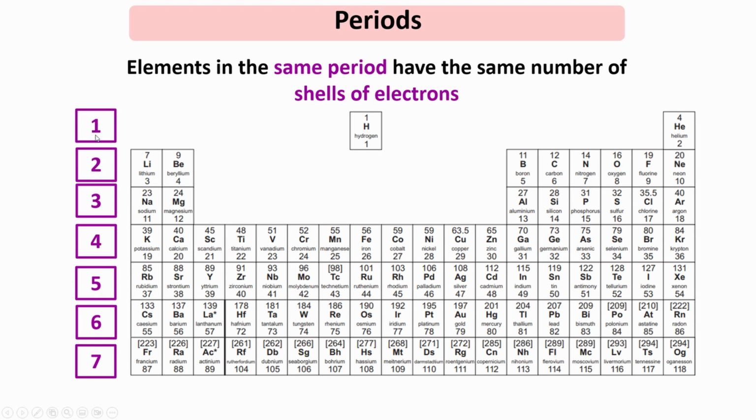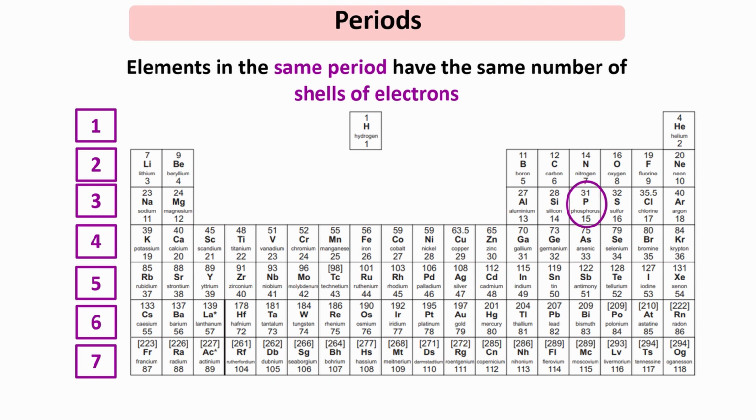So for example, elements in period 1 have 1 shell of electrons. So hydrogen is just 1 shell with 1 electron in it. Helium has 2 electrons, so it's got 1 shell with 2 electrons in it. All the elements in period 2 have 2 shells of electrons. Let's have a look at this in more detail.